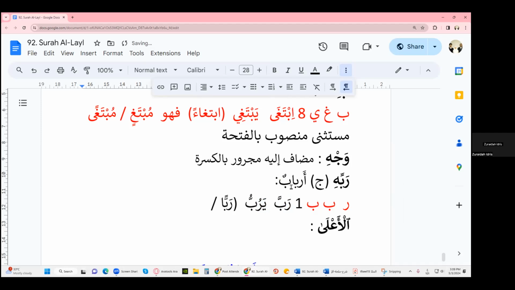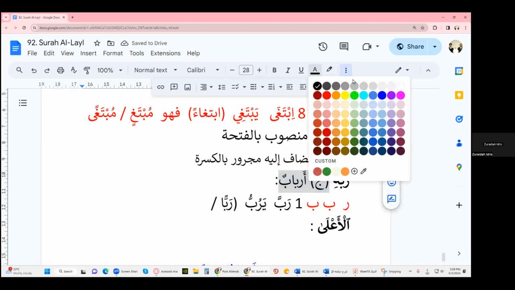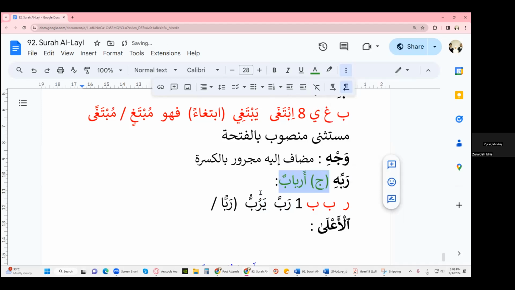Yes, okay. So then let me color this. There's the plural, which we normally color green. And then this is all that. So this is ribabatan. Riba. And of course, fa huwa.